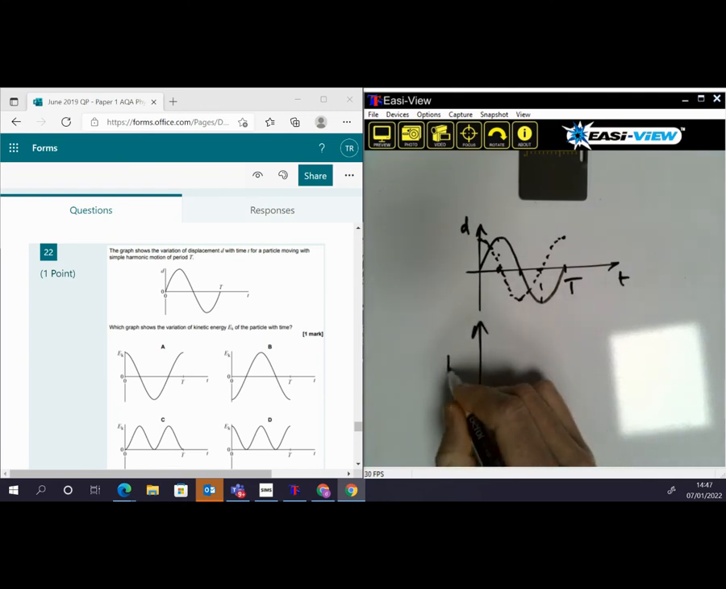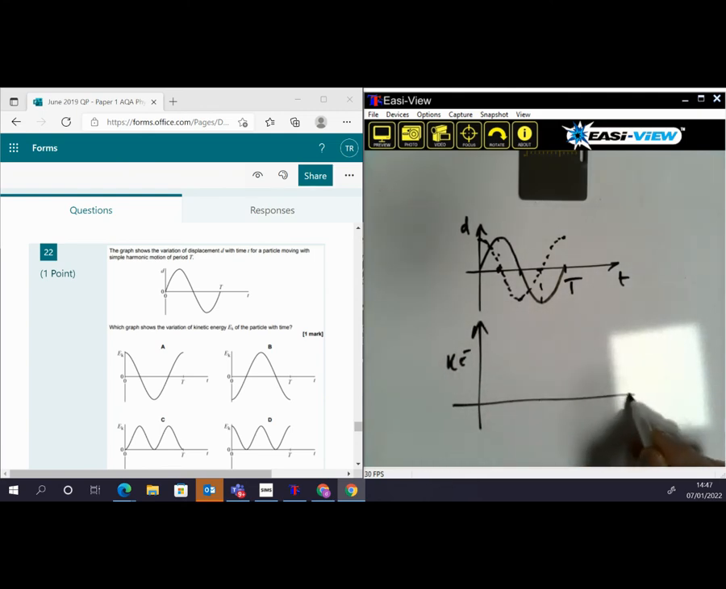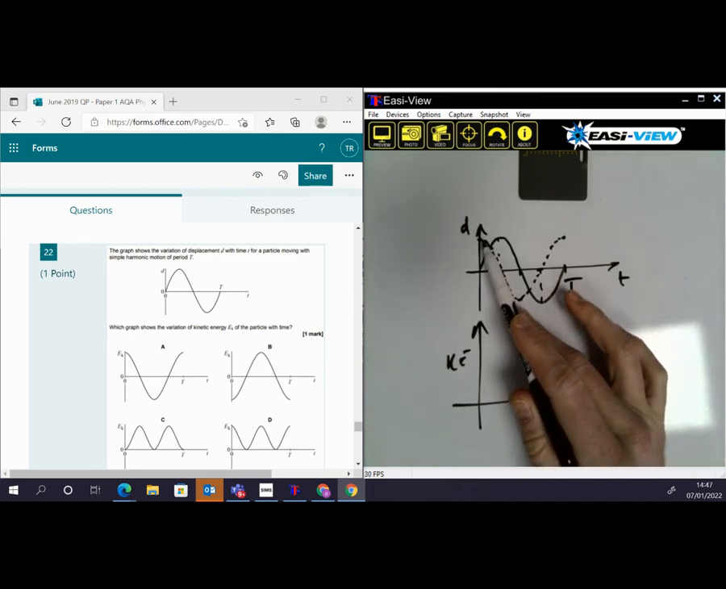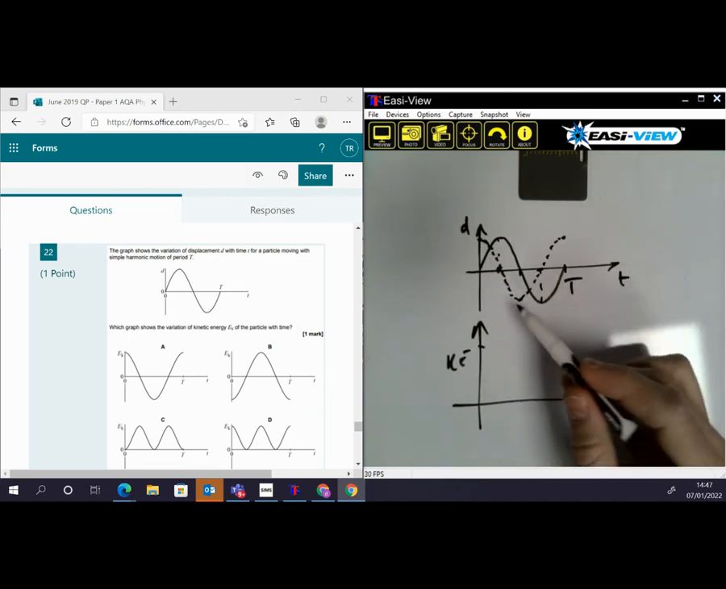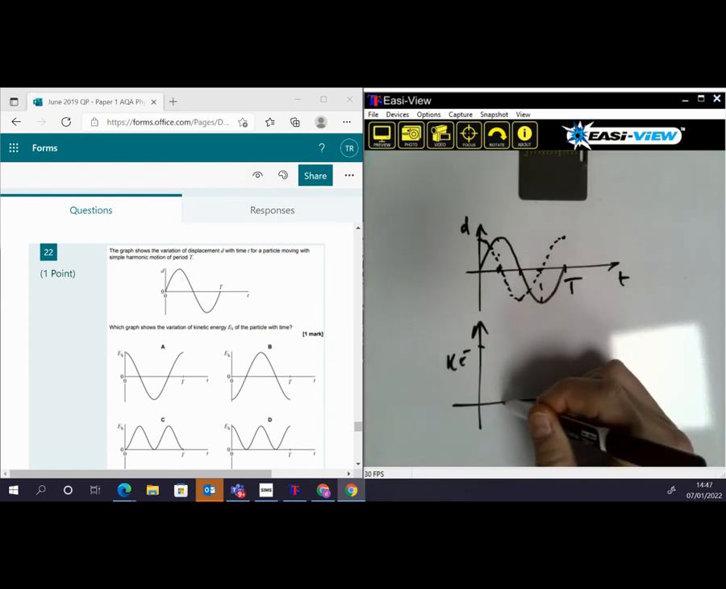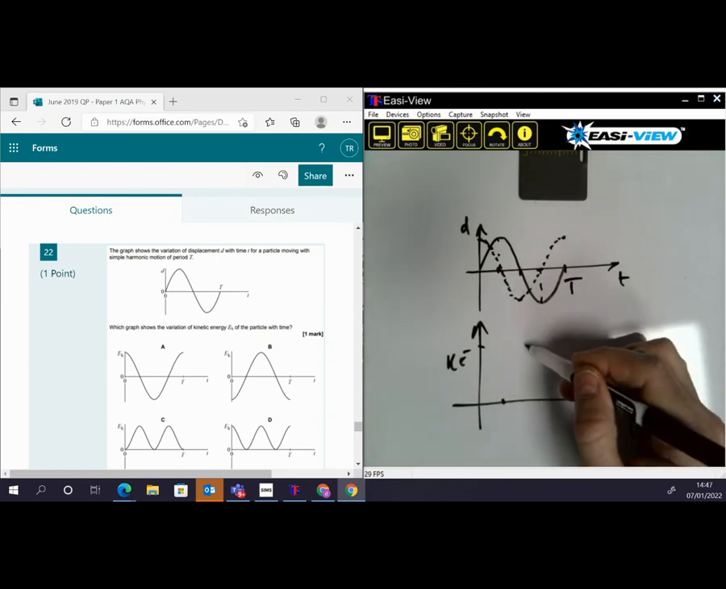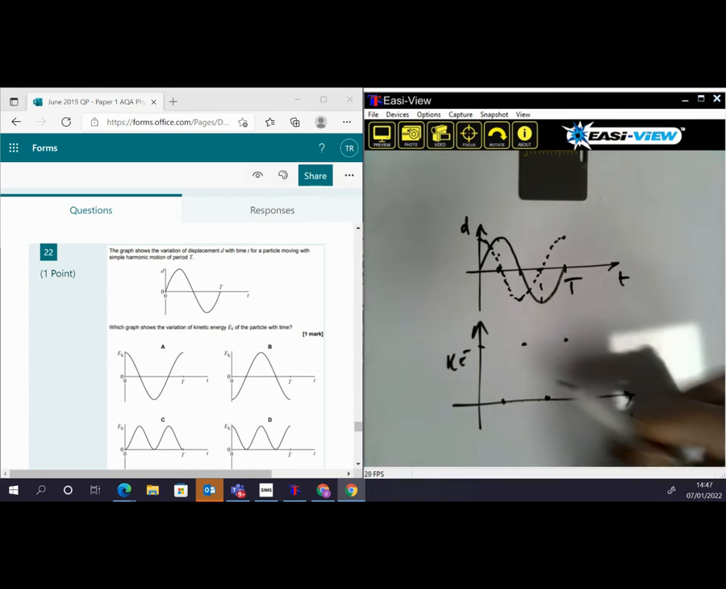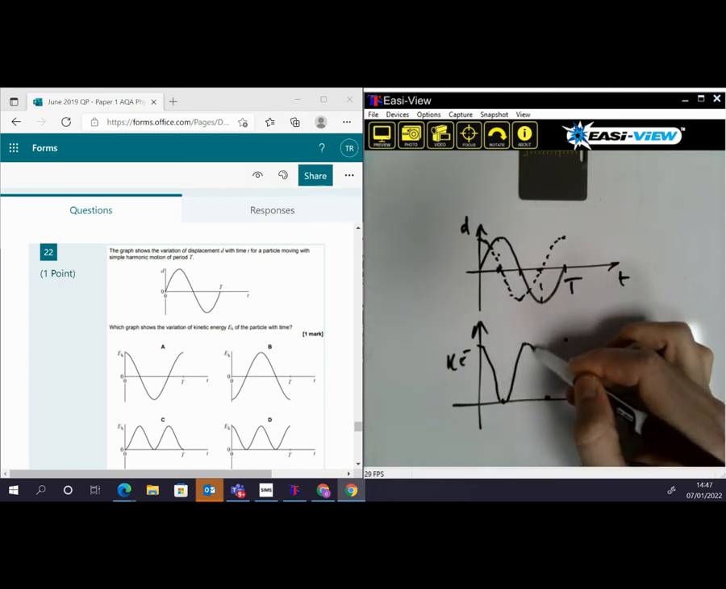Then the KE, if I think about what it would look like when the velocity is at a maximum, it will be at a maximum. When the velocity is 0, it will be 0. When the velocity is a negative maximum, it's a maximum, and at 0, and at 0. And I can see from the shape of the graph that it's D because it looks like this.